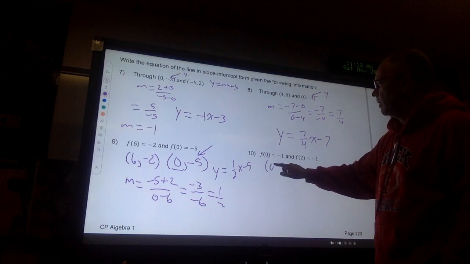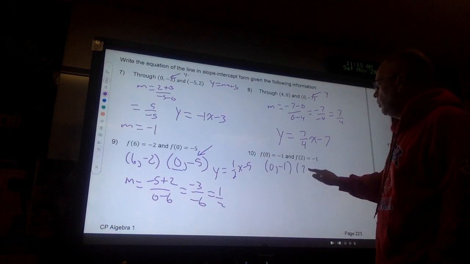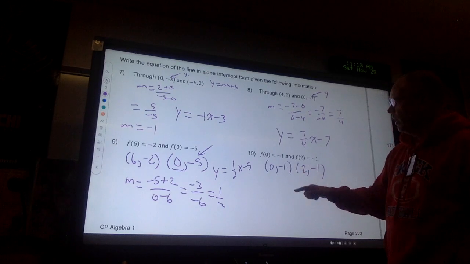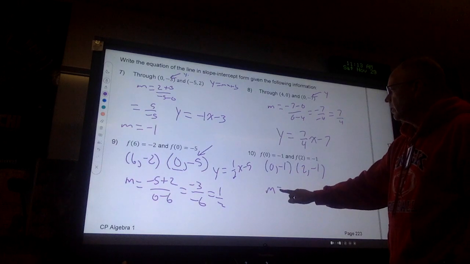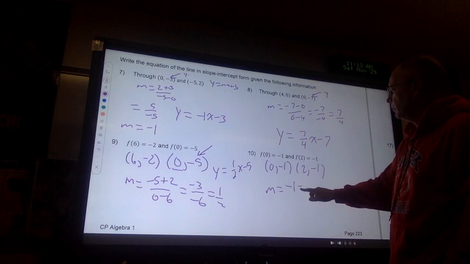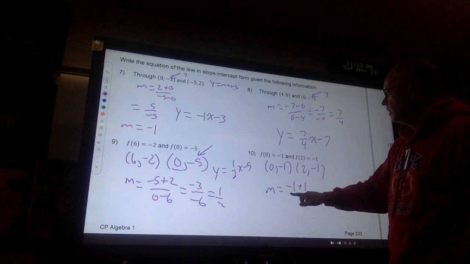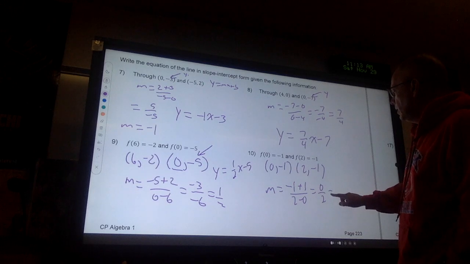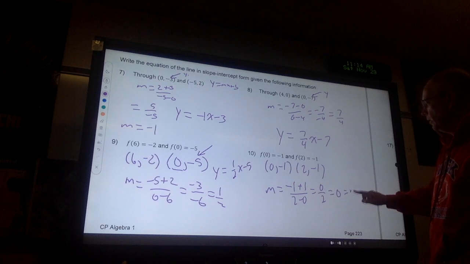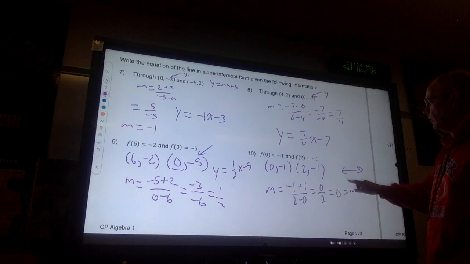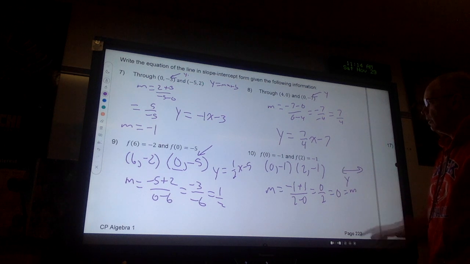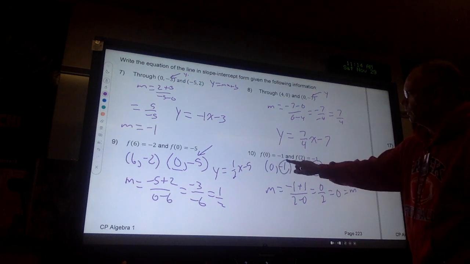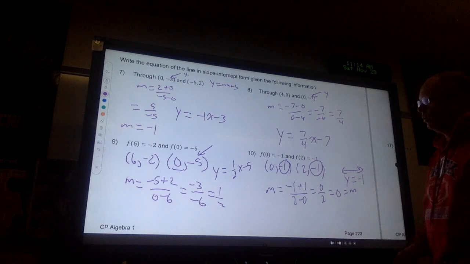Again, this is going to be 0 comma -1 and 2 comma -1. That's going to be the y-intercept, so let's find the slope first. So I'm going to get -1 minus -1, minus minus is plus, over 2 minus 0. So that's going to be 0 on top over 2. If I have a slope of 0, that means it's a horizontal line. Horizontal lines are always y equals the number. So the only number that can work is that number, so y equals -1 is our equation.